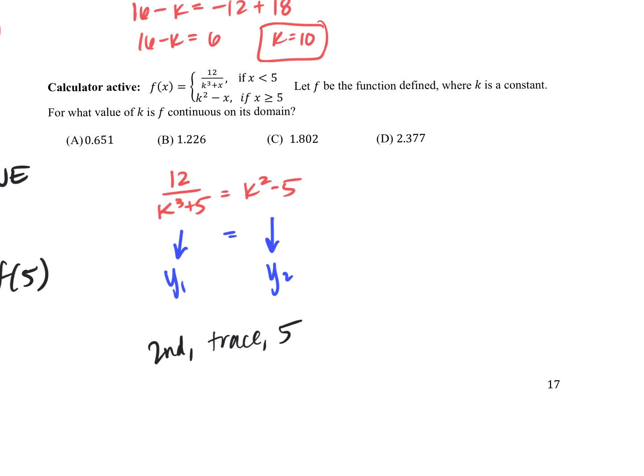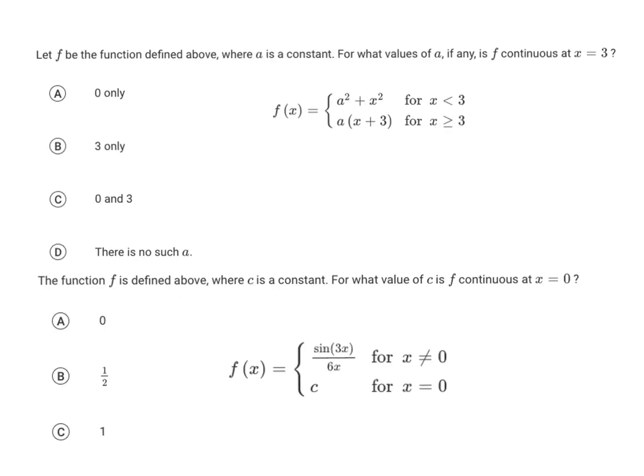What did you get for that X value? 2.2. Nice, guys, that's it. That's where they intersected. At X is 2.377. Here we go. Hey, F is a function defined above, I put it below for the sake of space.